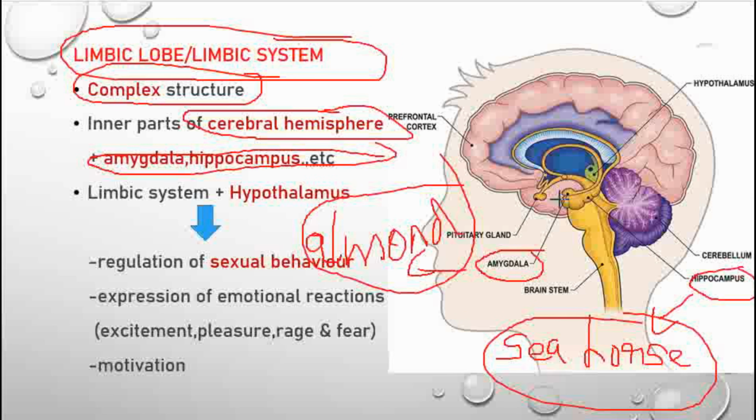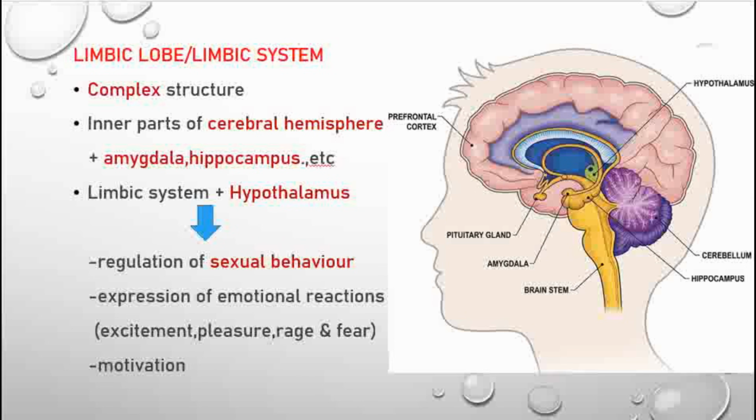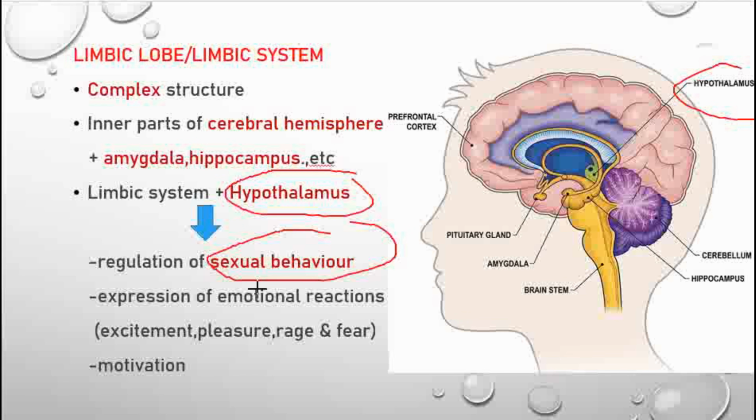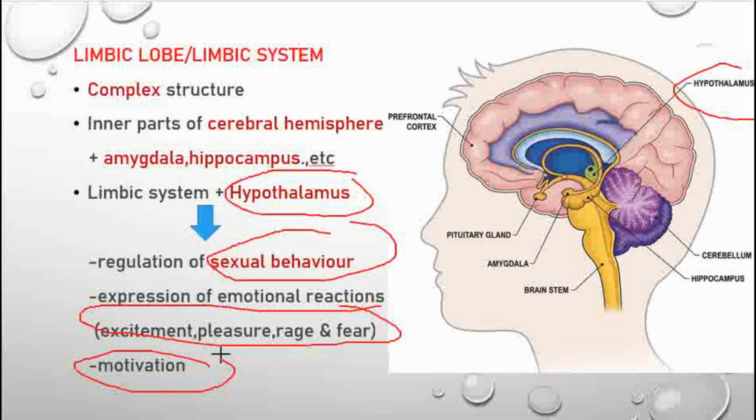If you go inside we have these structures, and you can see the same pituitary gland here, hypothalamus is here, and cerebellum, this is the cerebellum, and the brain stem here, and this limbic system with the hypothalamus. These parts regulate the sexual behavior and also the expression of emotional reactions. For example, excitement, pleasure, rage, fear, these kinds of emotions, this limbic system with the hypothalamus is responsible, and also motivation. So coming to the next part.